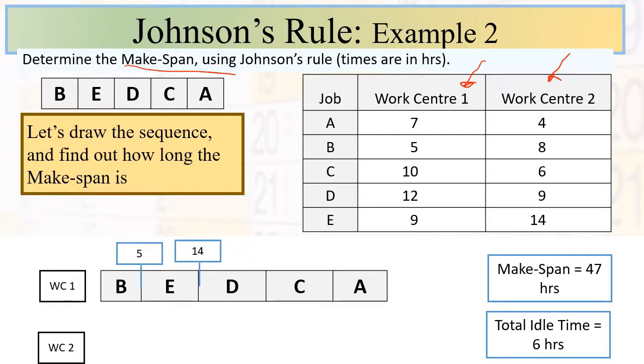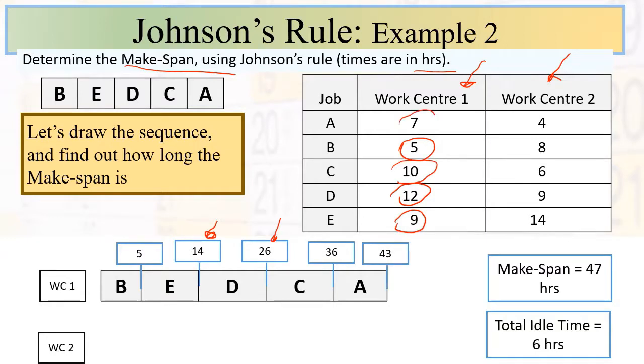We know that B on the first work center is going to take 5. Here they're telling us it is in hours. So it's going to take 5 hours. Then we have E, which happens to be 9, and 9 plus 5 is 14. So far 14 hours. Then D takes 12 hours. 12 plus 14, we get 26 hours. C happens to be 10 hours. 26 plus 10 is 36. Then finally, A happens to be 7 hours. 36 plus 7 is 43.